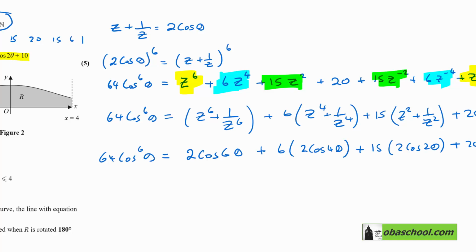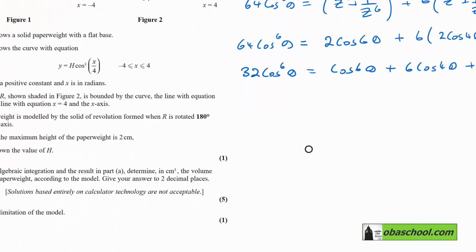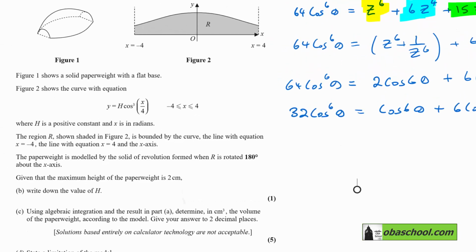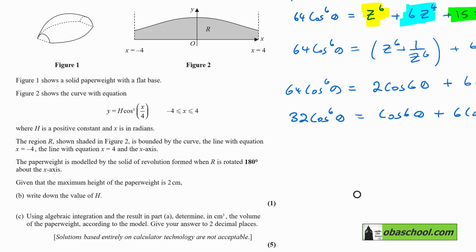And so dividing everything by 2 gets us 32 cos to the 6 theta is equal to cos 6 theta plus 6 cos 4 theta plus 15 cos 2 theta plus 10, because we had divided by 2, didn't we? And that is the expression that we were after. So that is part A. Now, how does the question continue from there?